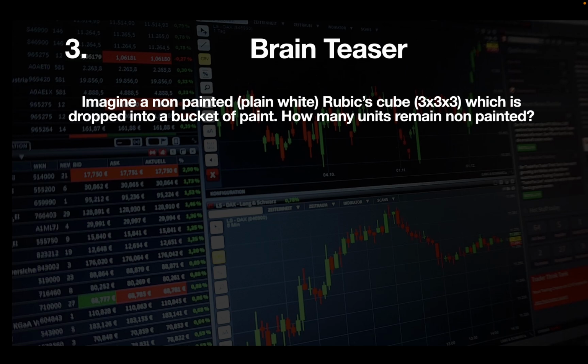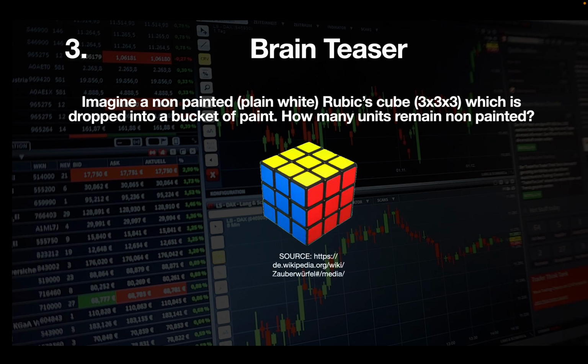The answer is exactly 1. Why is that? Look at this cube. The only element which won't be touched by the color is the one element in the mid of this cube. So you don't see it here, but it is this one unit, here in the mid of this cube. That is the unit which won't be touched. Everything else will be hit by the color. And that's already the answer.